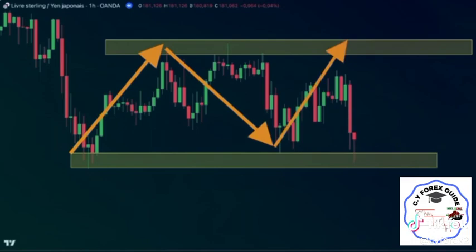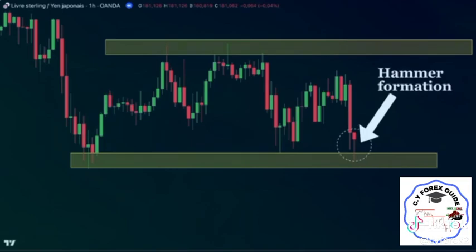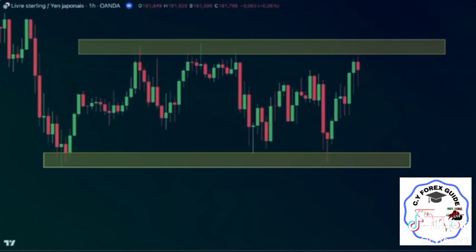At one point, price reaches the support level again, but instead of breaking lower, a hammer candlestick pattern forms. This is a strong, bullish reversal signal, indicating that sellers tried to push the market lower but failed, and buyers are starting to take control. Since we are in a range, the appearance of a hammer at support suggests that the market is likely to bounce back up toward resistance. Until a breakout happens, the market is expected to stay inside this range.